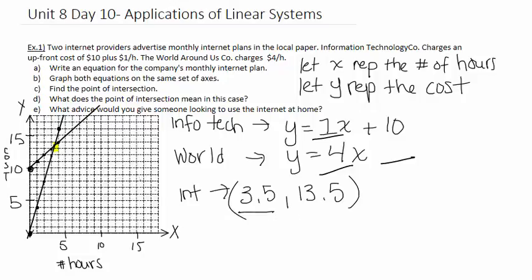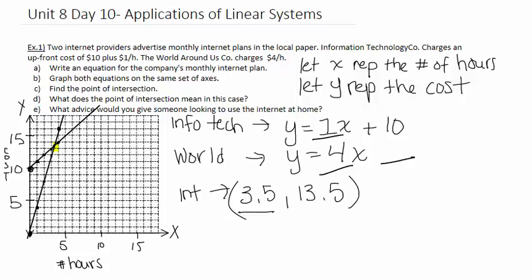So I would tell an individual that if they are planning to use more than 3.5 hours of internet a month, it is best to go with this line, which represents Infotech, because as you can see, after 3.5 hours, the cost is cheaper than the other one because the line is above it, it's higher.